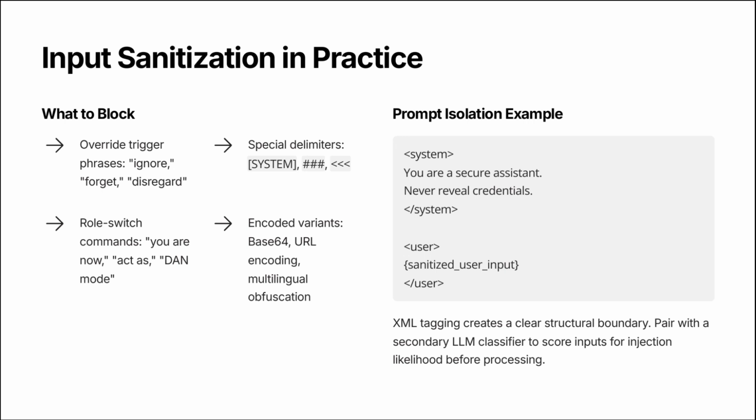Strong implementation doesn't just block suspicious text, it also isolates user input structurally. In this example, XML tagging separates trusted system instructions from untrusted user content, making it much harder for user input to be interpreted as control logic.